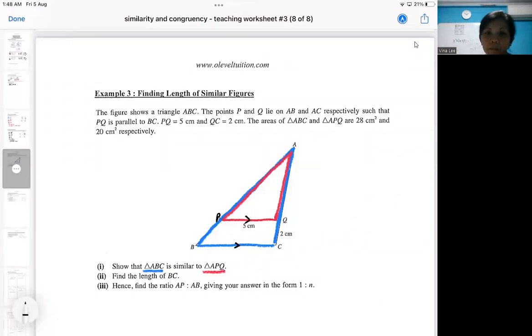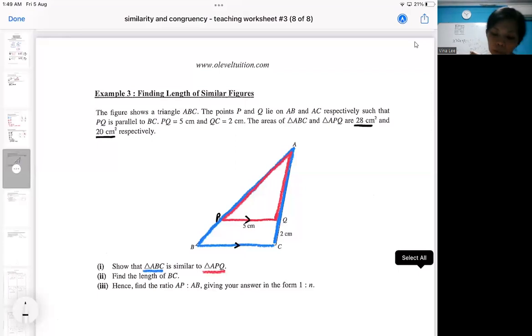So for this question, you are asked to show. You are asked to show first, then you can do some ratios because they give you some areas here. So with the idea of area, I know that there's a bit of area ratio to play about. Okay, so as usual, how would you show? You color out the two triangles.